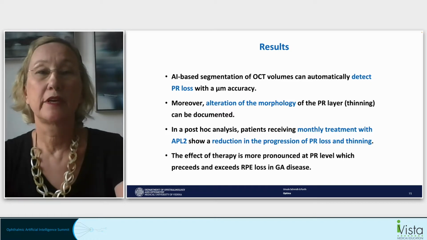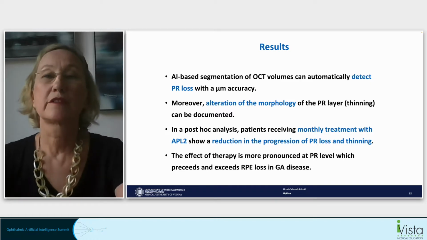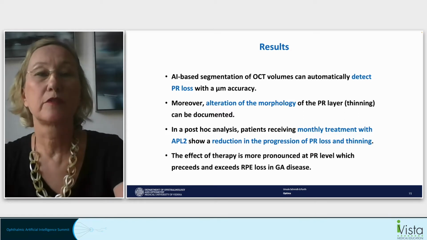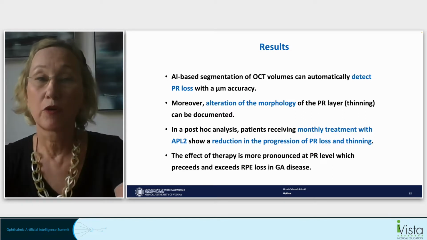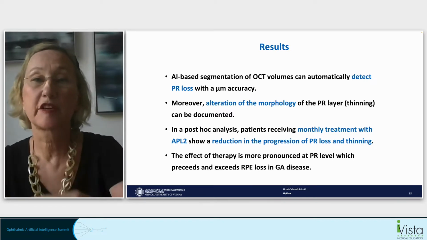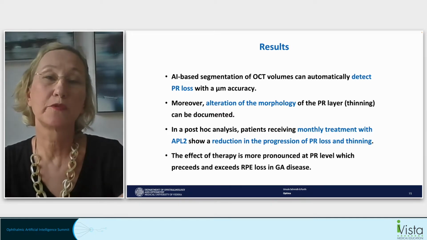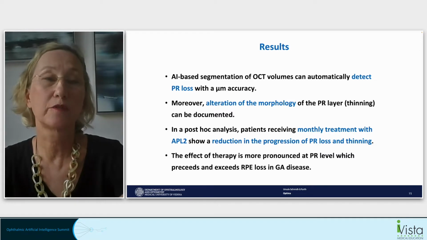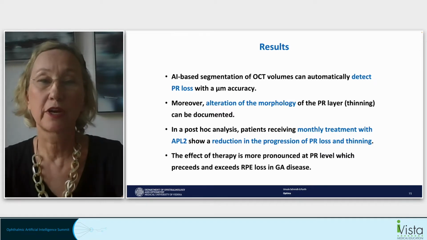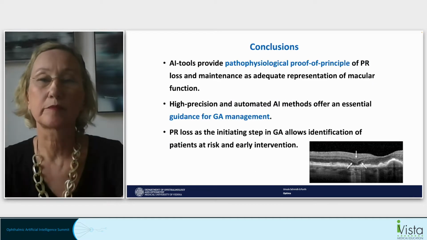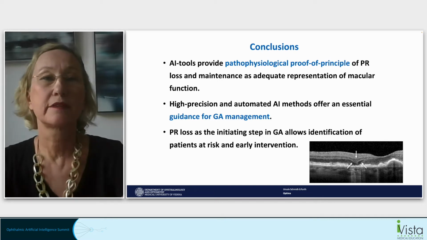So AI-based segmentation of OCT volumes allowed us to automatically detect photoreceptor loss with micrometer accuracy. Moreover, the alteration of the morphology of the photoreceptor layer, whatever that means, just keeping in mind that OCT imaging is not histology, but there's a significant and reproducible change that we defined as thinning, could also be documented. In a post-hoc analysis, patients receiving monthly treatment with APL2 showed a statistically significant reduction in the progression of photoreceptor loss and thinning. So proof of principle that the therapy works.